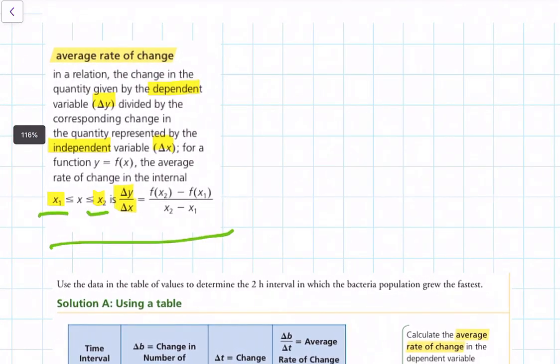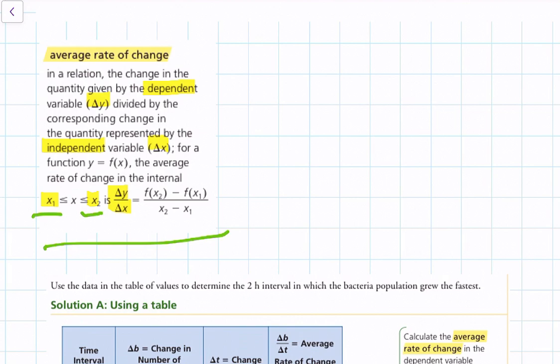The average rate of change in a relation is the change in the quantity given by the dependent variable, otherwise known as delta y, divided by the corresponding change in the quantity represented by the independent variable, delta x, for a function y is equal to f of x. And then we have the formula for the average rate of change.